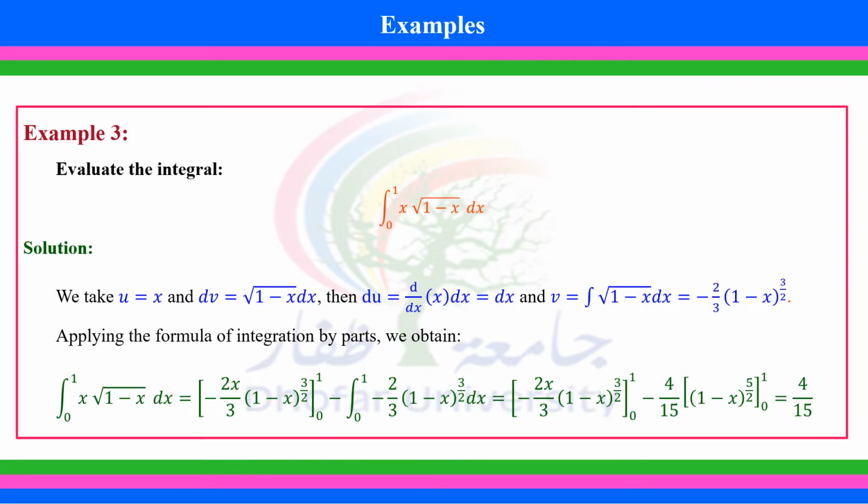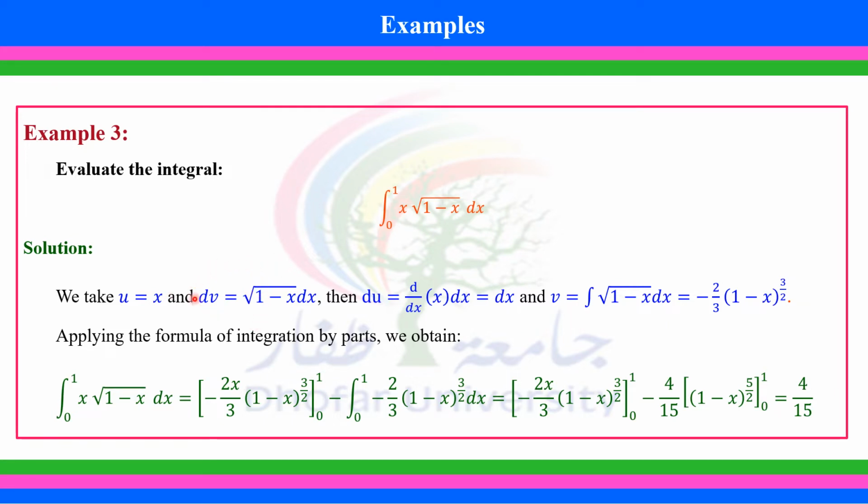We consider a third example. So we evaluate the integral of x times the square root of 1 minus x dx for x from 0 to 1. Our choice here for u is x, and for dv is the square root of 1 minus x dx. Then we see that du is just dx because the derivative of x is 1 with respect to x.